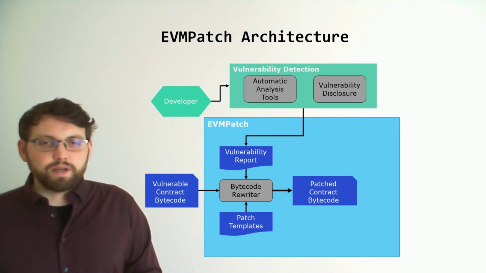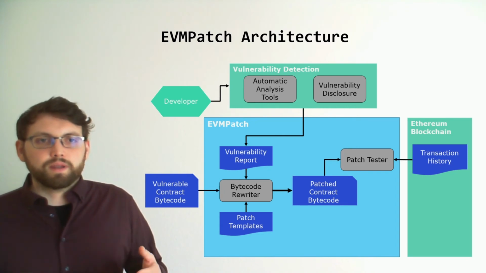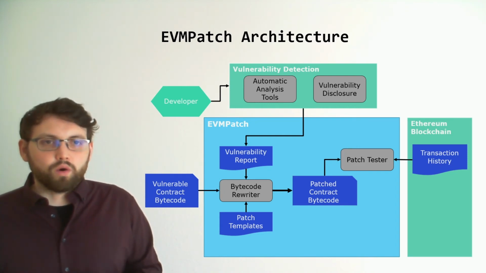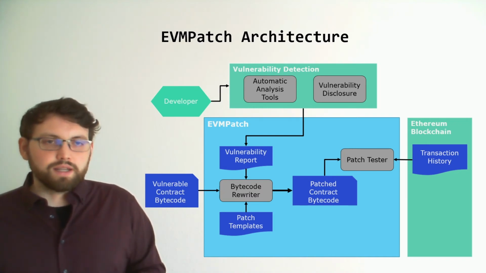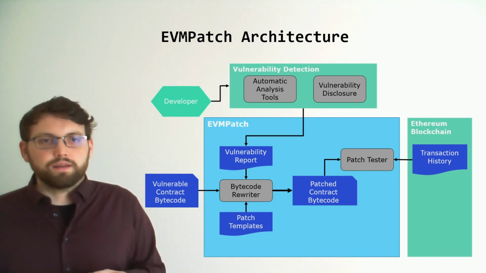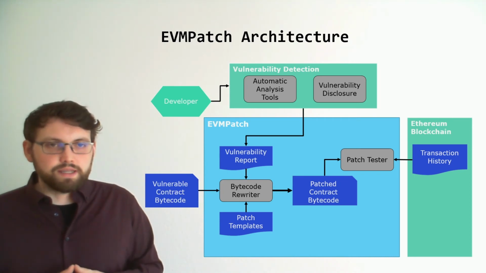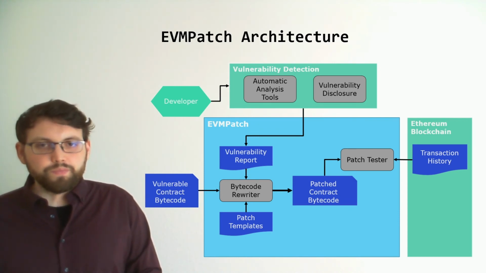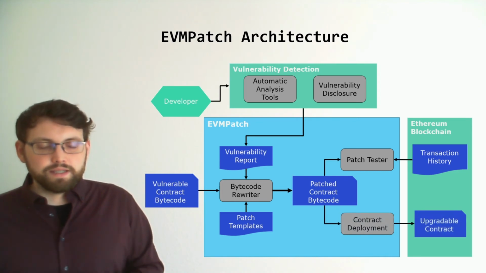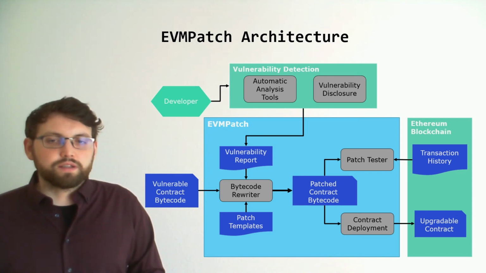This patch contract bytecode is now passed on to the patch testing component, where we replay all of the transactions that are recorded on the Ethereum blockchain. And we ensure, using a differential testing approach, that the behavior of the original and the patch contract is the same. We do omit some low-level execution details, but we really ensure that behavior in terms of state updates, external calls, ether transfers, and so on is the same. If the patch testing succeeds, then we can deploy the newly patched contract bytecode as a new logic contract of our upgradable contract.